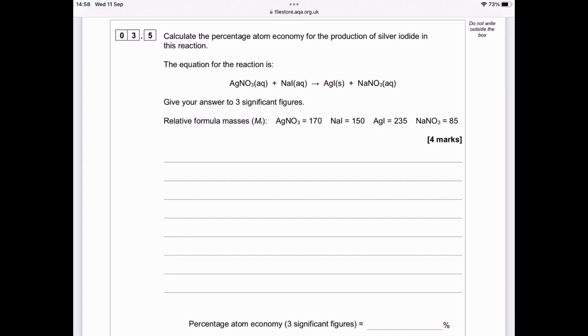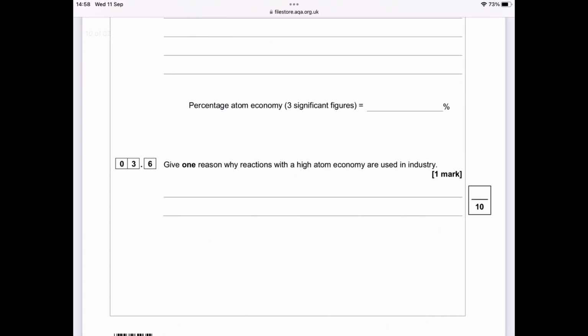Hi everyone, today I thought we'll look at another popular exam question, which is atom economy. So here's the question we'll be looking at today. You can pause the video and have a go if you'd like. And then we're also going to take a look at the next part of this question, which is this 1 mark question over here.